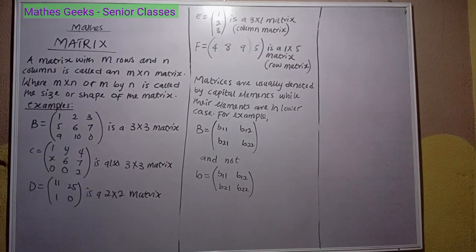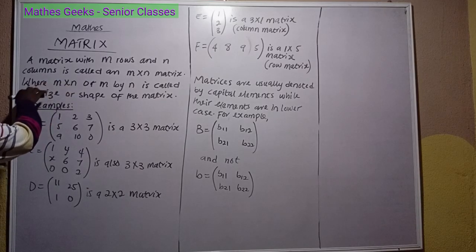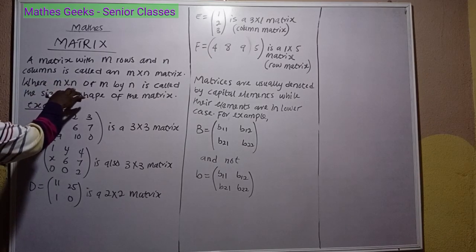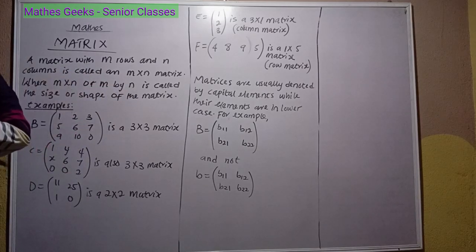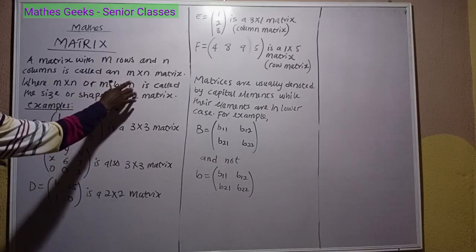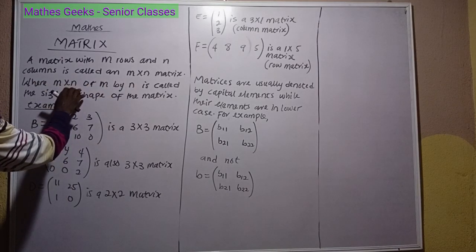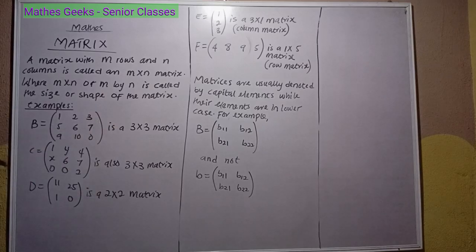The matrix with n rows and n columns is called an n times n matrix. But what does the n times n mean? The times here means by. So we say m times n or m by n. In written form it is m times n, but it's pronounced as m by n. The m by n is called the size or shape of the matrix.